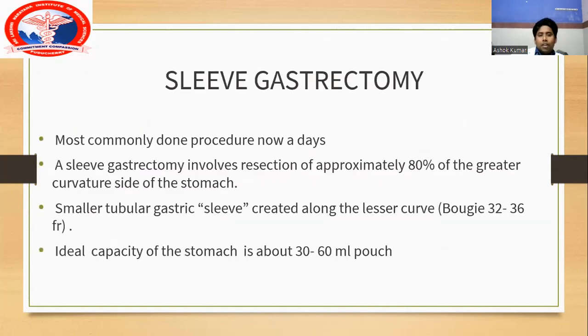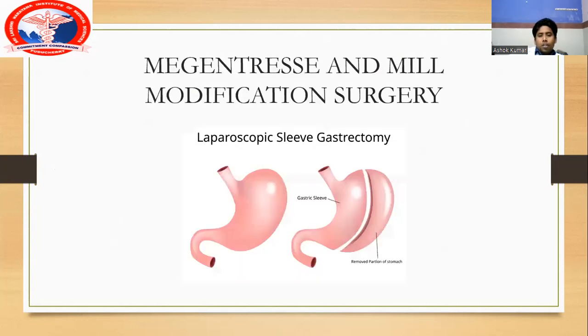The second restrictive surgery is sleeve gastrectomy, and this is the surgery most commonly done nowadays. So lap sleeve gastrectomy is the most common surgery done nowadays. Sleeve gastrectomy involves resection of approximately 2/3 or 80% of the greater curvature of the stomach, and the remaining part of the stomach is made into a smaller tubular structure. A sleeve is created with the help of a bougie. So this is a laparoscopic sleeve gastrectomy.